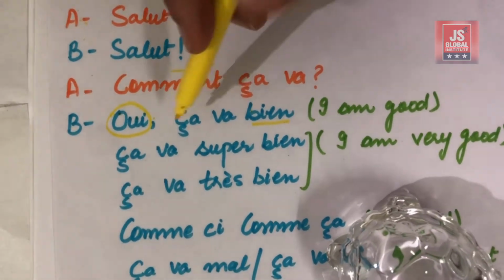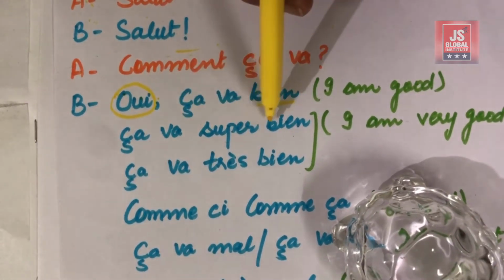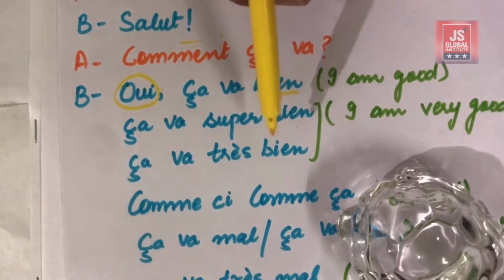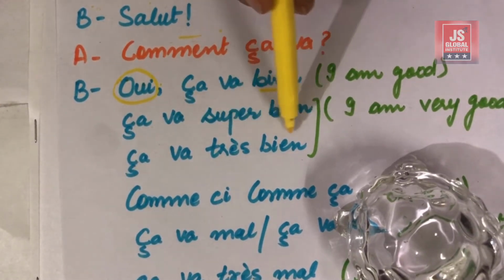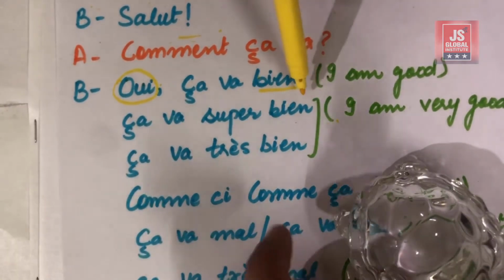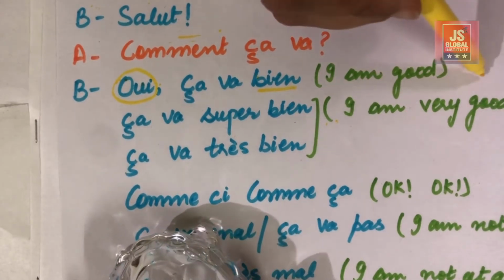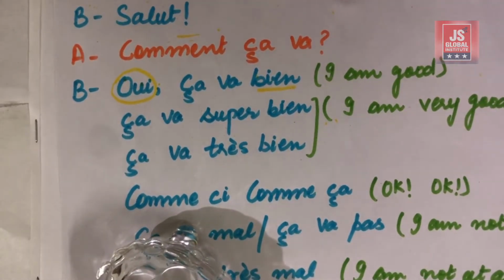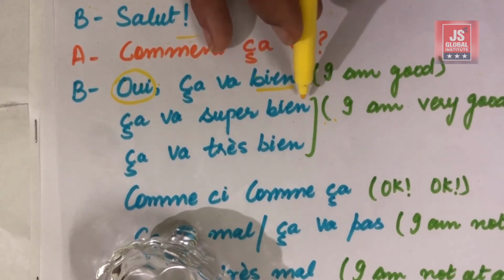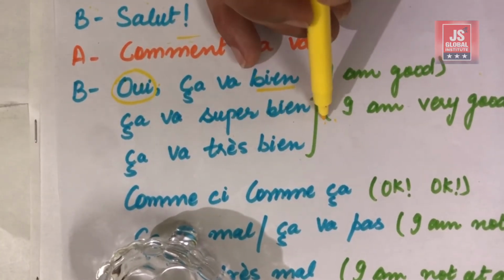Or you can also say ça va super bien, that is I am very good. Also you can say ça va très bien. So these both have the same meaning, that is I am very good. So when someone asks you or you ask someone in an informal way how are you, how are you going to address them in French? You will say comment ça va? Oui, ça va bien. Oui, ça va super bien. Oui, ça va très bien.